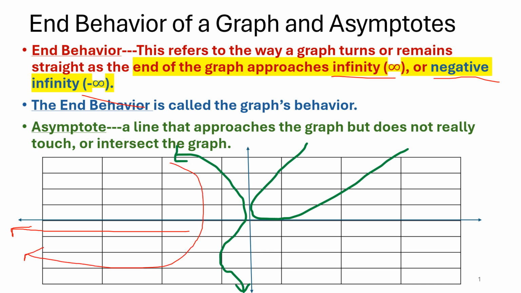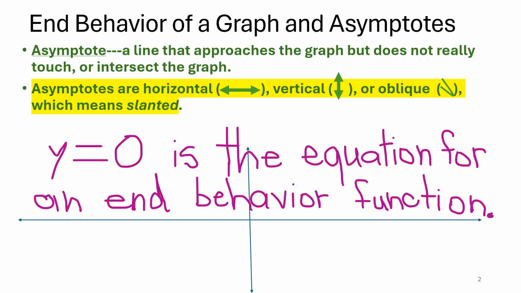Okay, but it's as it approaches. So even if it starts up positive and comes up, that's negative infinity. And then over here on this other side, if it comes over and starts even negative but goes up towards positive infinity, like this way, then we have positive infinity. Okay, it's a line that approaches the graph as an asymptote, but it does not really touch or intersect the graph.